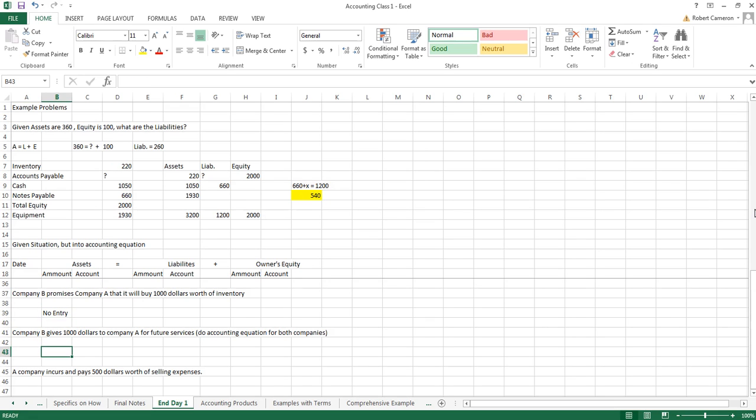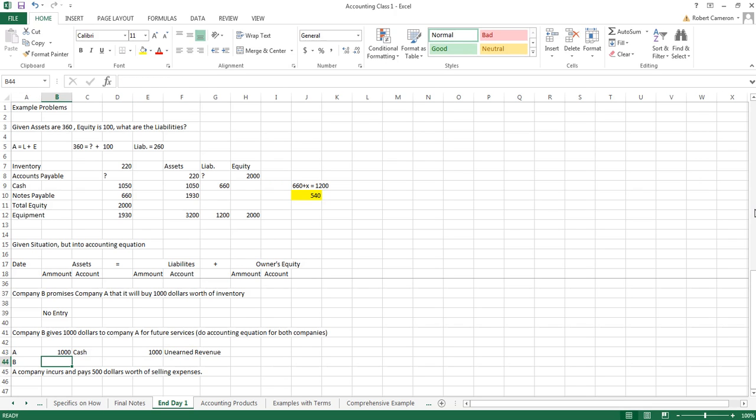Now, the next, Company B gives $1,000 to Company A for future services, no longer inventory, but services. Do the accounting equation for both companies. So first we're going to do Company A. So Company B is giving $1,000 to Company A. So Company A, $1,000 in cash, and then they haven't performed the future services yet. So it's $1,000 unearned revenue.